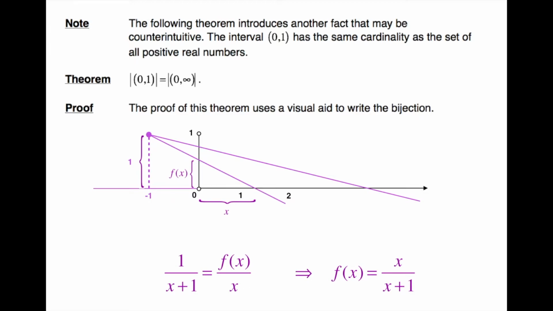If you choose any real number x, like let's say 3, then f of x is 3 over 4. So the number 3 on the positive real numbers is paired with the rational number 3 over 4 on the segment from 0 to 1. And that way, every number will have one partner, no more, no less.